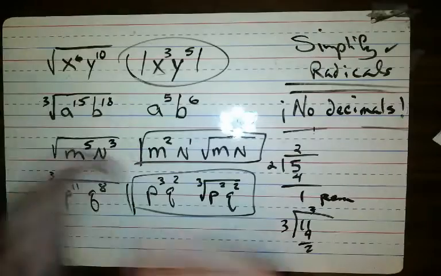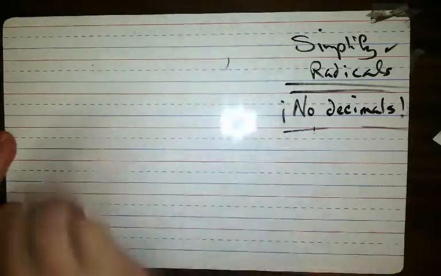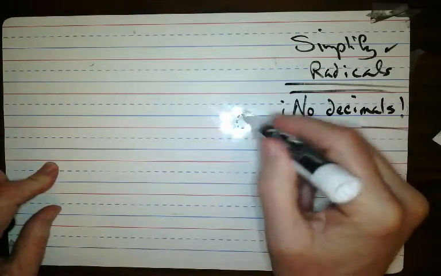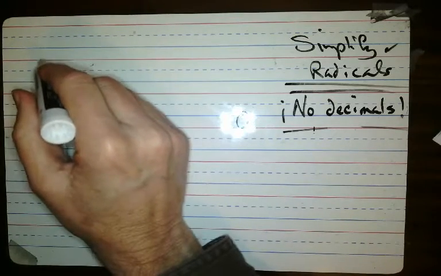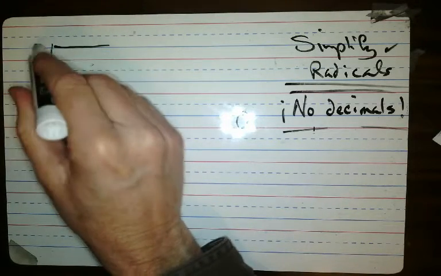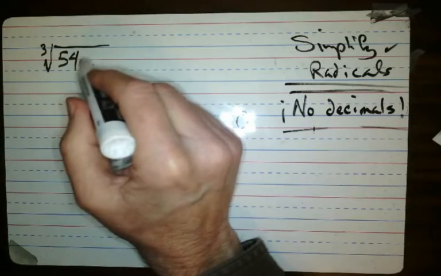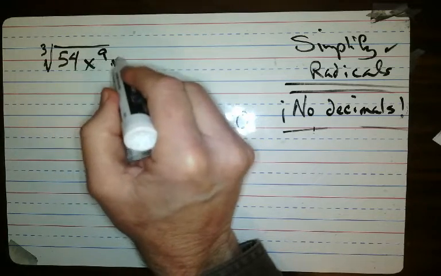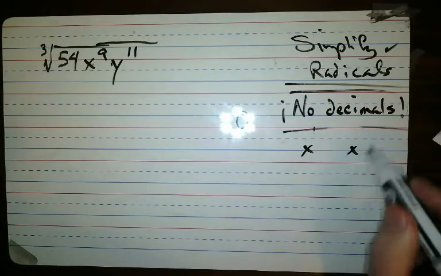Let's do it with numbers and letters. Now, you've been doing numbers just yesterday, so you shouldn't have any trouble with numbers. Let's try one with numbers. Cube root of 54 times x to the 9, y to the 11. Okay, so remember you have to know the cube roots.